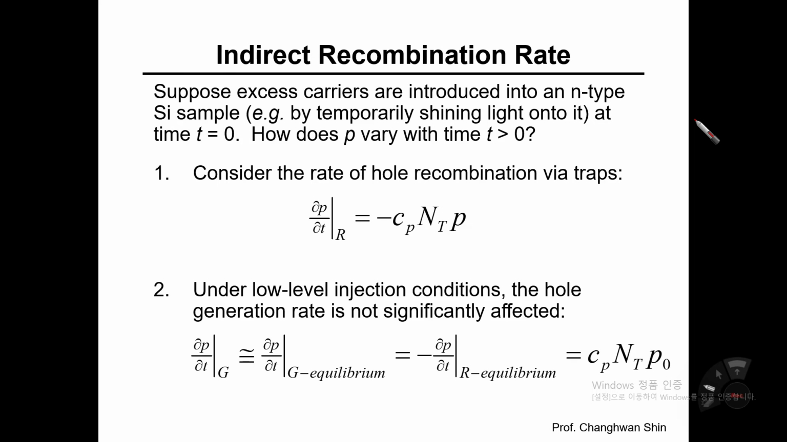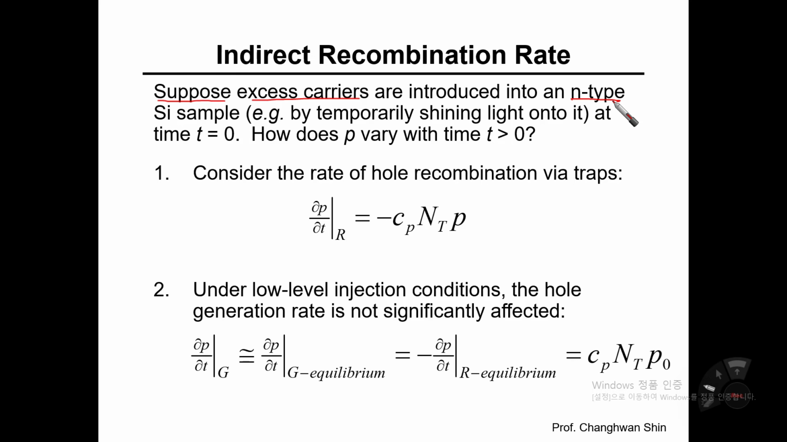Indirect recombination means, since silicon is an indirect band gap material, not band to band, but with the help of a recombination generation center at the mid gap, how fast or how slow the recombination processes occur in silicon material. So let's derive the equations for that. Let's suppose that excess carriers are introduced into the n-type silicon material. For a given temperature, the n-type silicon sample is at thermal equilibrium.